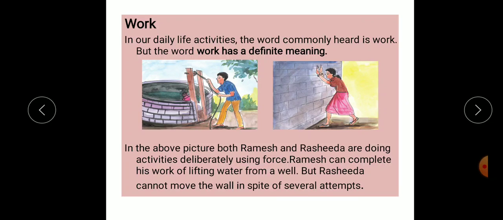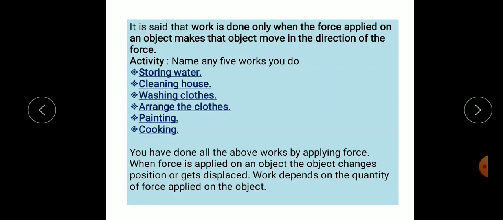So, how is work done? To displace an object, we apply a certain amount of force on it. If the applied force is enough to overcome the weight of the object, it gets displaced, meaning it moves, and some work is done. But the weight itself is the force of gravity acting on the body. Displacement takes place only when the applied force overcomes other opposing forces. It is said that work is done only when the force applied on an object makes that object move in the direction of the force.